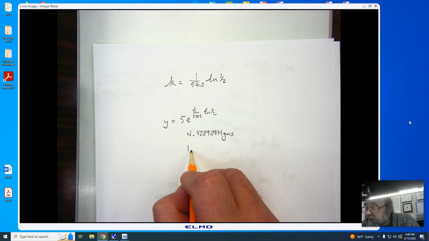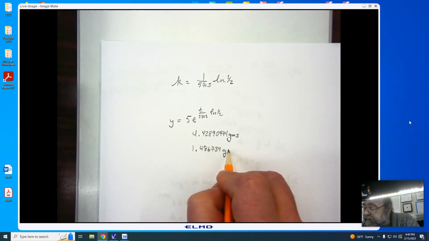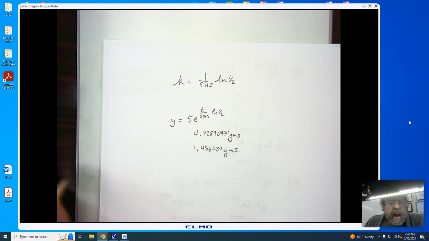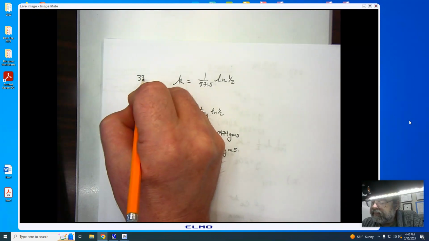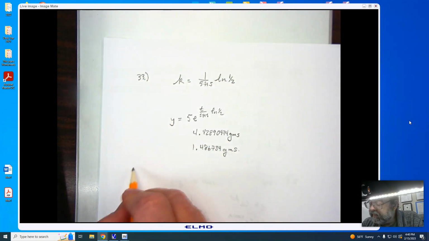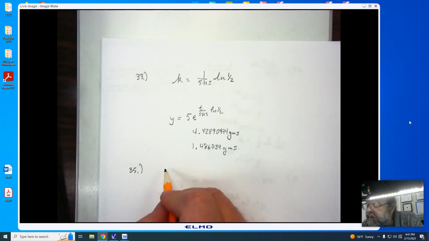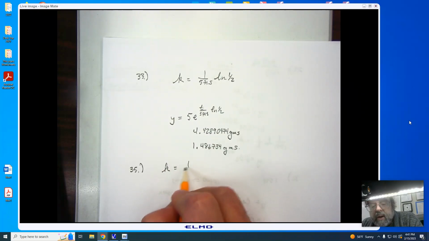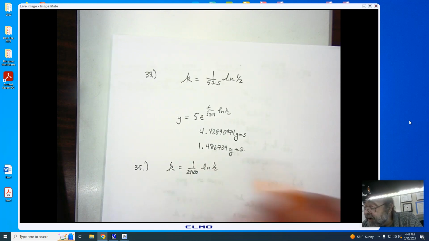And I have, after 10,000 years, 1.486734 grams. We're now going to take a look at number 35. This gives us plutonium-239. So that was 33, 35. If I have plutonium-239 with a half-life of 24,100 years, I know my constant is 1 over 24100 natural log of 1/2, following the exact same pattern.